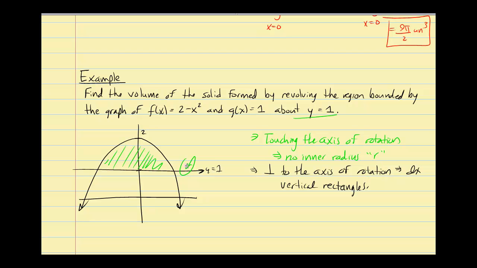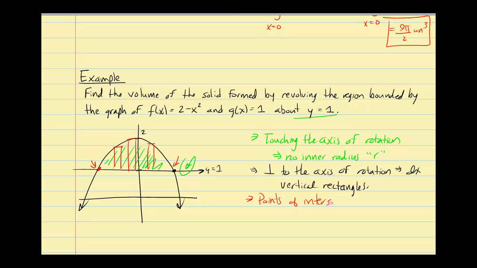Now one thing I'd be interested in knowing are these points right here, because when I sketch in my rectangles, it looks like to me that I'm going to start summing them from this point and I'm going to stop at this point. So in order to figure out what these points are, I set my two functions equal to each other. So I need points of intersection.